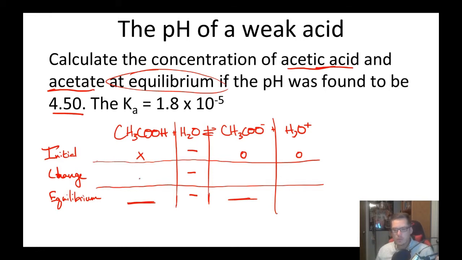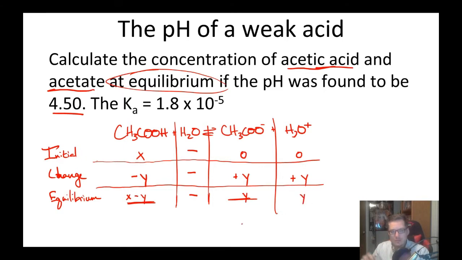Now we know for sure that our acetic acid is going to start dissociating into acetate and hydronium. That's what's going to happen in this reaction. We don't know how much, so we're going to say it goes down by some amount, and we'll call that Y. Whatever this goes down by, the acetate goes up by that much, and the hydronium goes up by that same amount. So at equilibrium, our acetic acid is X minus Y, our acetate is equal to Y, and our hydronium is equal to Y. So that's kind of where we're at.